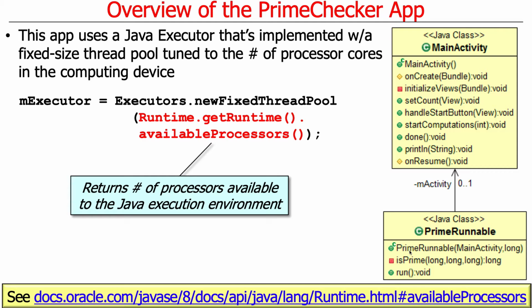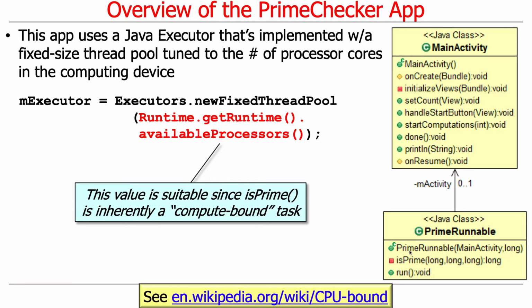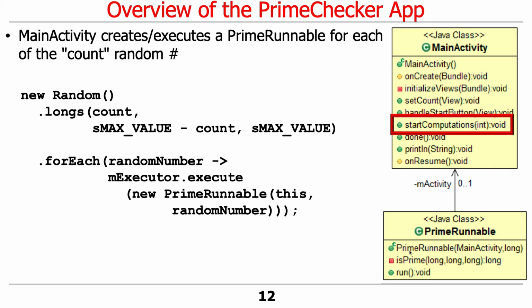There's a method called Runtime.getRuntime().availableProcessors, and it returns the number of processors that are available to the underlying Java execution environment, which, if we're running on a quad-core machine, would be 4. As we said before, it's a compute-bound task, so we might as well set it to the right value. That's why we do this, because isPrime is a compute-bound task. There's no sense in having 2n threads, because only n of them are going to be able to run at a time anyway.